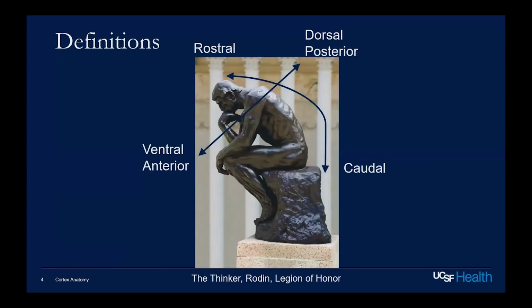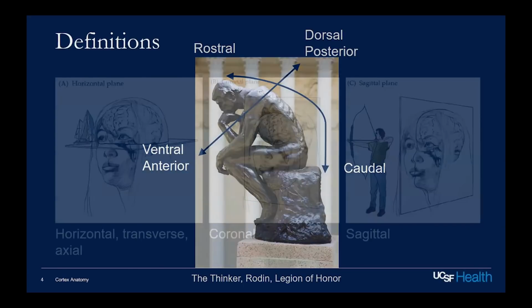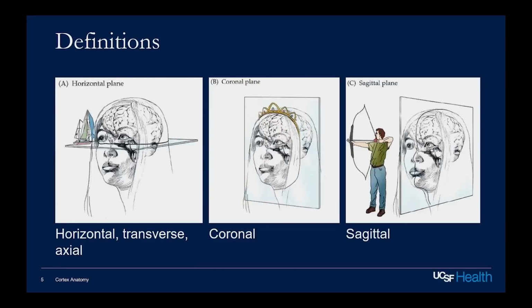Again, just to review, here are the directions and the names for how to orient the parts of the brain. So rostral is towards the head, towards the back is caudal. Then we have anterior and posterior, or ventral and dorsal. And again, these are the different planes we refer to. You'll see images that are in the horizontal or axial plane, or going through the front like a crown, the coronal plane, or along the side in the sagittal plane.